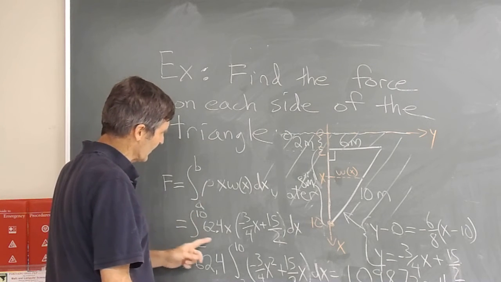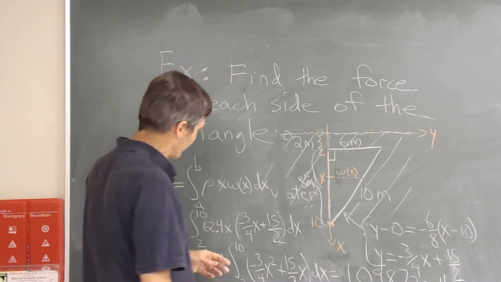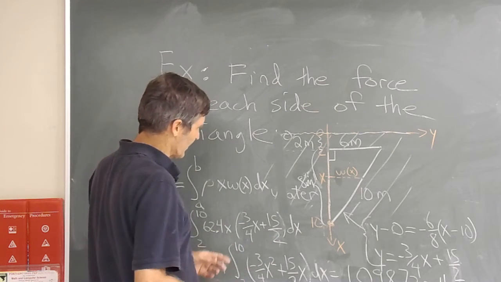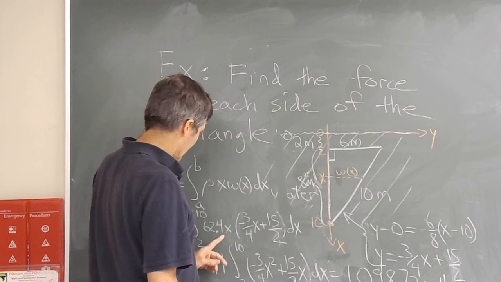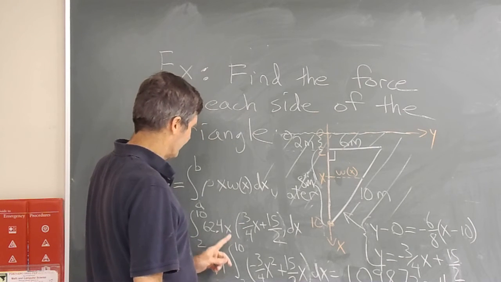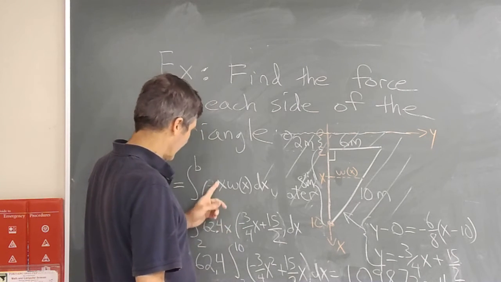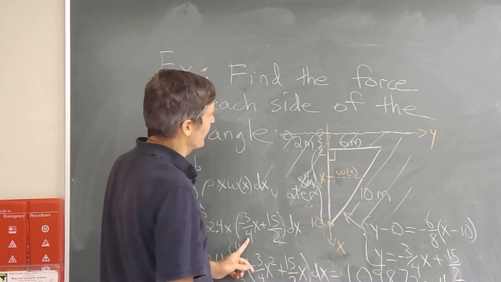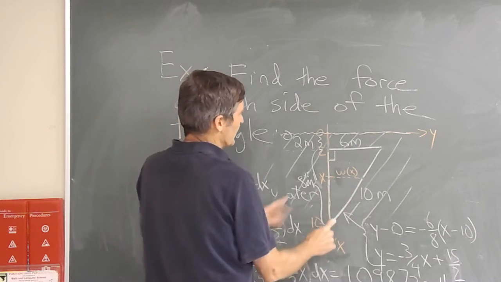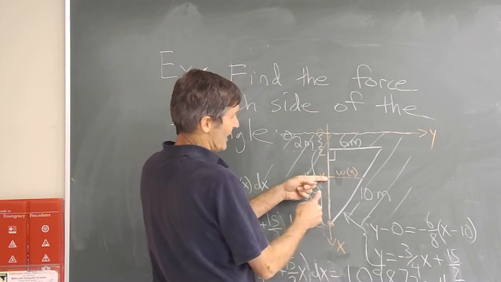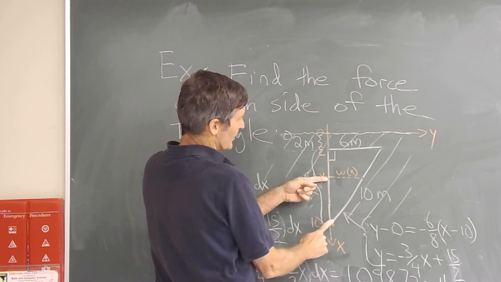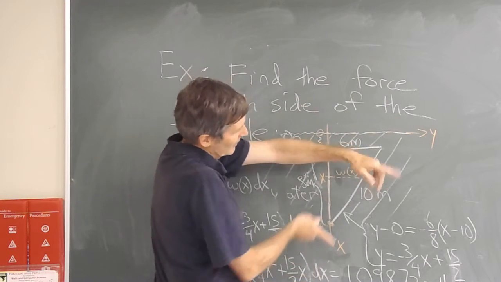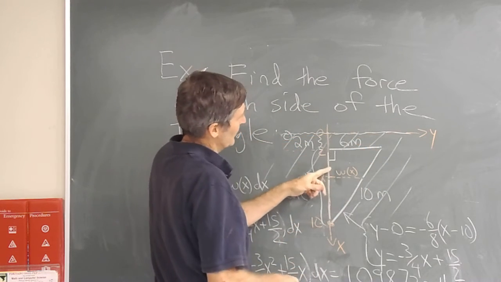Rho is constant, 62.4 pounds per cubic foot everywhere, since water is incompressible. It's got the same density at any depth. Times x, the depth, times the width. Well, that's the hard part to figure out. We have to figure out the equation of this line. At a typical depth x, the width is the y-coordinate of this line. I have to think of x going this way and y going this way, right? So that's the hard part of the problem.